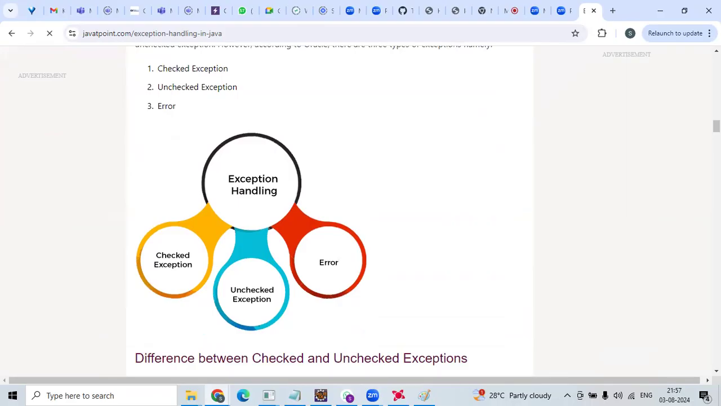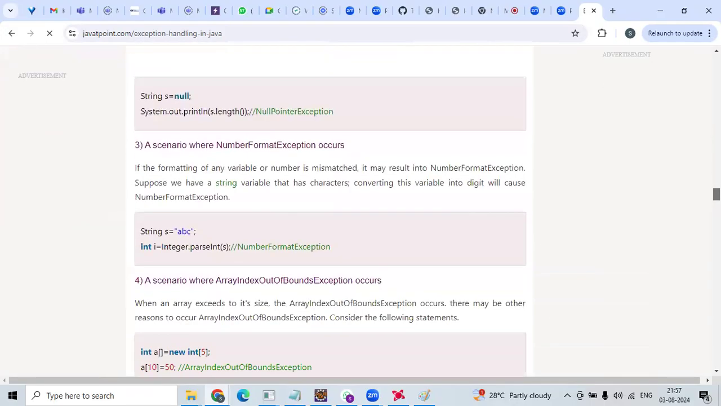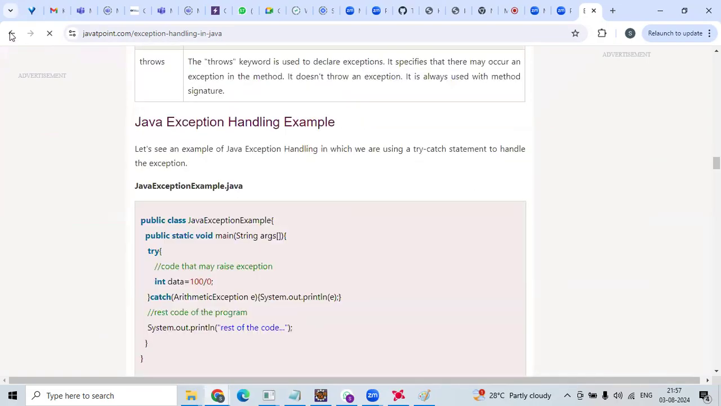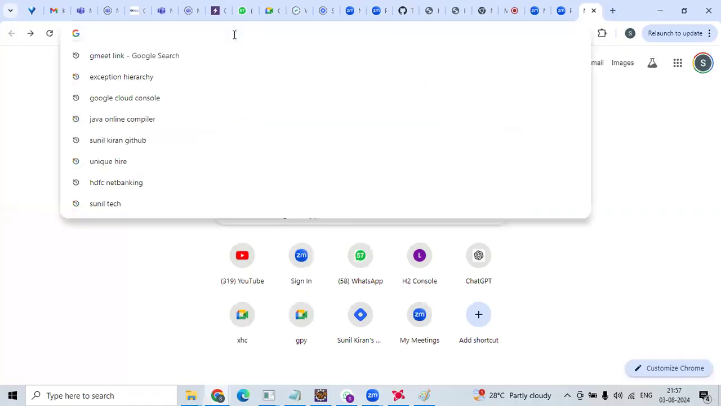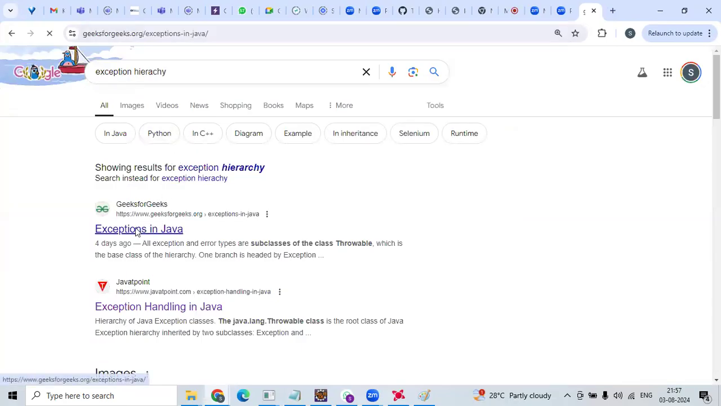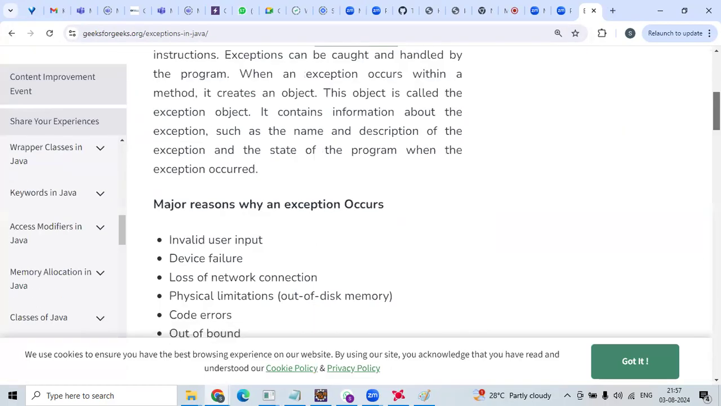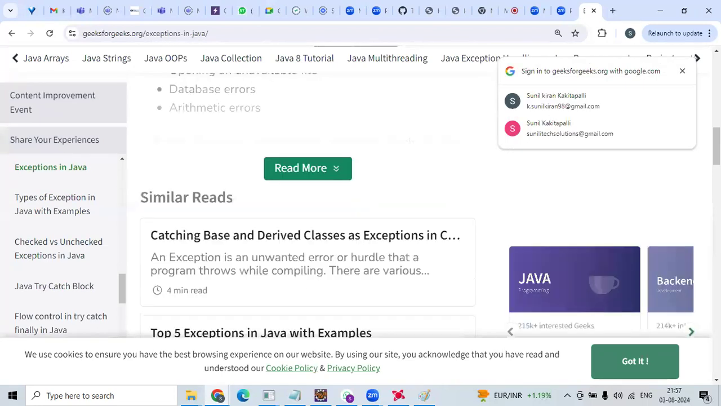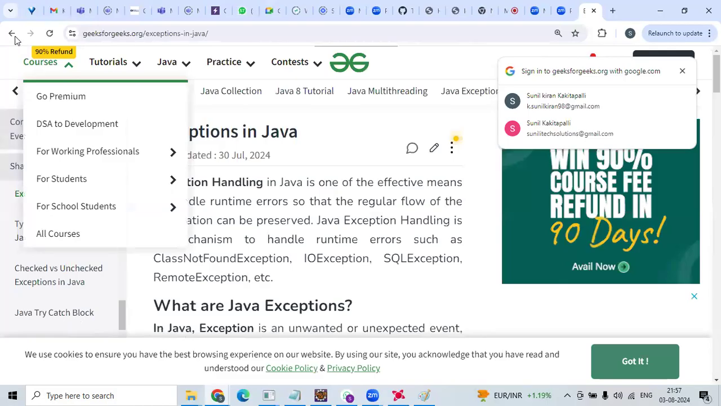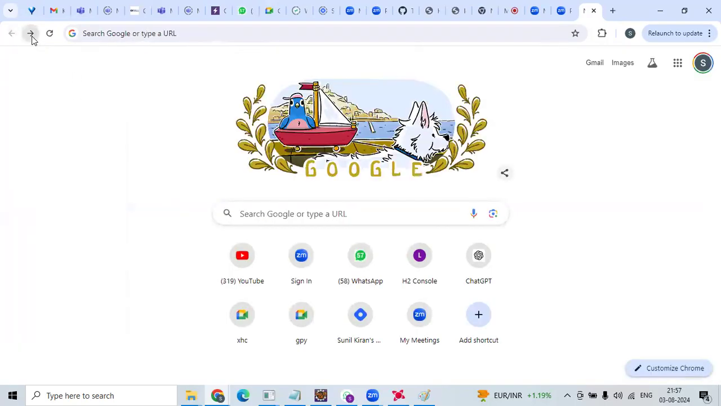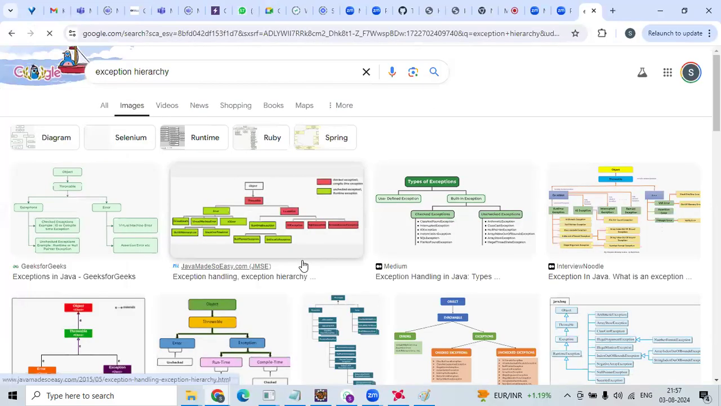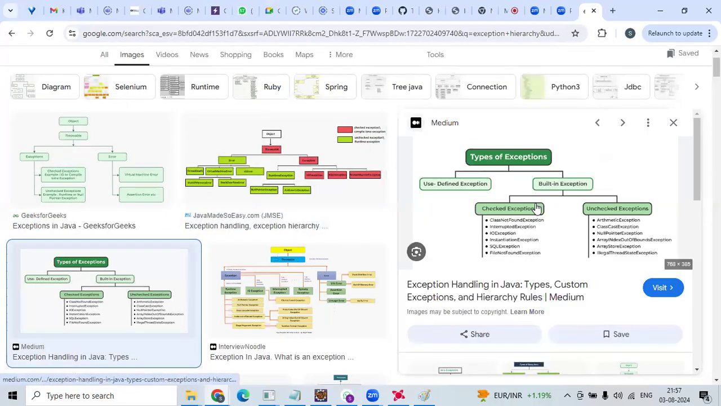See, checked, unchecked, and error. There will be some diagram, right? Yeah, I got some picture. I think this is a better picture. Guys, this is the medium block. For unchecked exceptions, these are all the chains: Arithmetic, ClassCast, NullPointer, ArrayIndex. These are all the subclasses.